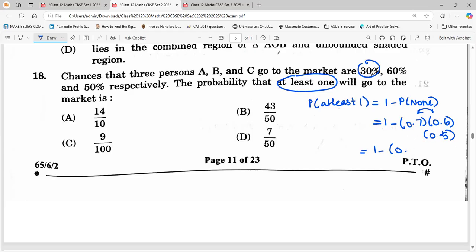So 1 minus, so this is 0.7. This is 0.4. It should have been 0.4. So 0.7 times 0.4 is what? 0.28. 0.28 into 0.5 is 0.14. So 1 minus 0.14 is 0.86. But the options are all in fractions. So I'm making it a fraction. 86 divided by 100. So the answer should have been 43 by 50. So option B is the correct answer.